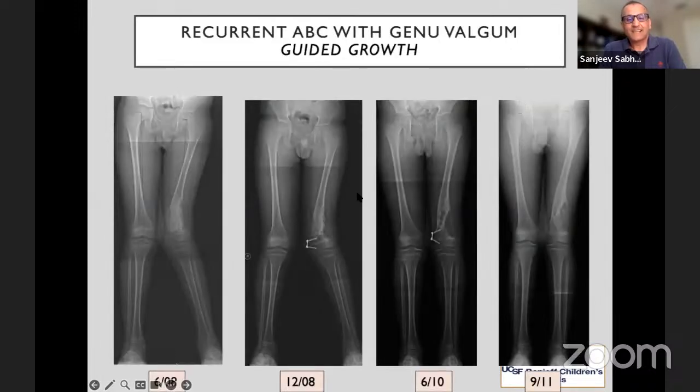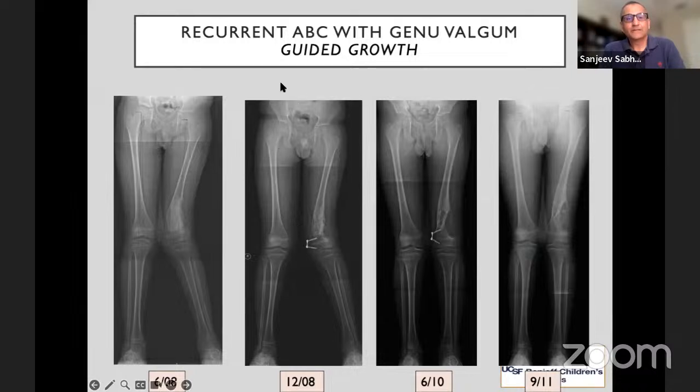Okay, last case. Just to sort of end on a sobering note, you've seen all these patients and clinical examples of using fancy nails, plates, techniques. But sometimes you can go back to simple stuff.